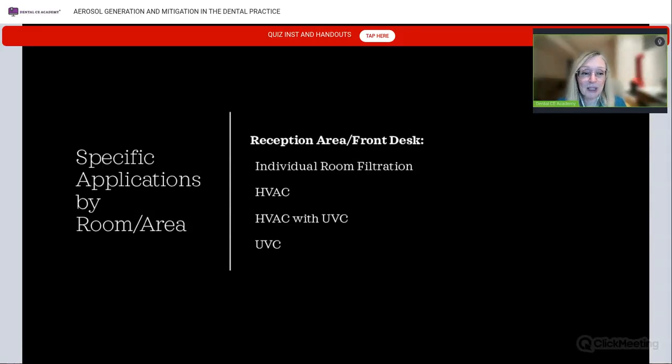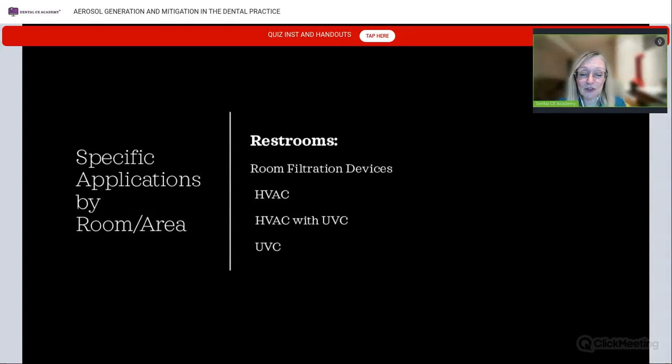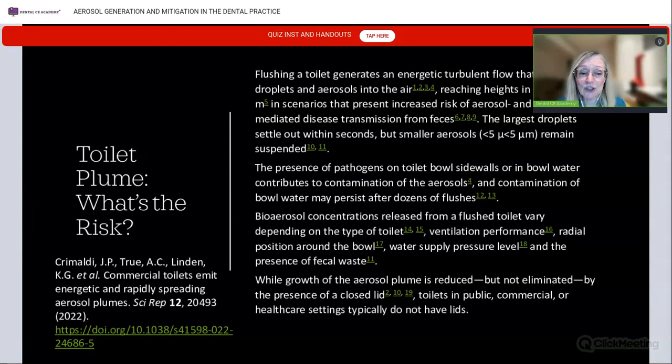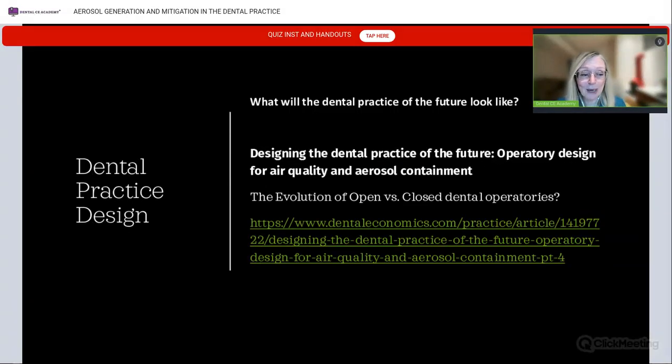Make sure that your PPE is covered. Reception area needs the love too. So HVAC as well as individual room filtration. Dental laboratory, again, benchtop filtration, HVAC, potentially with UVC. Your restrooms should have good filtration too, because every time someone flushes a toilet, they are creating aerosol. And it's good to treat the water. And this is just more information about what you can do about your restrooms if they're in your practice.